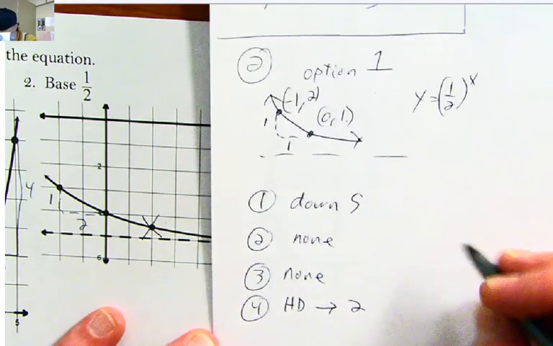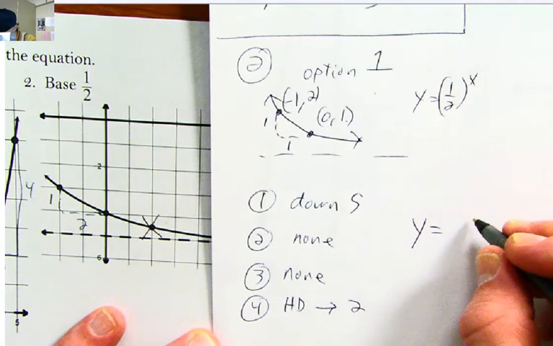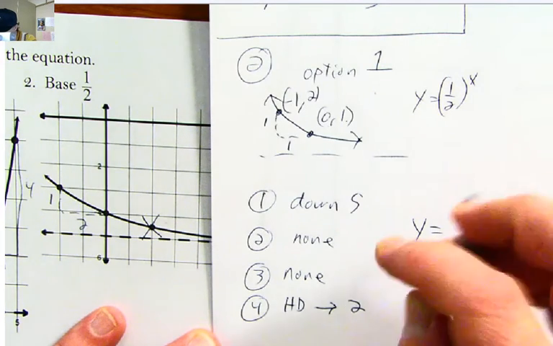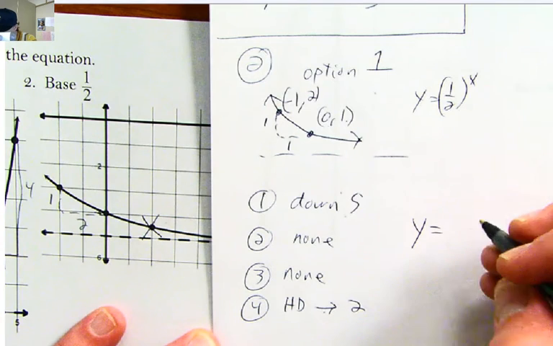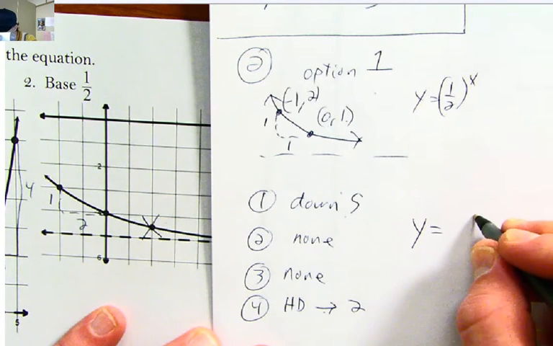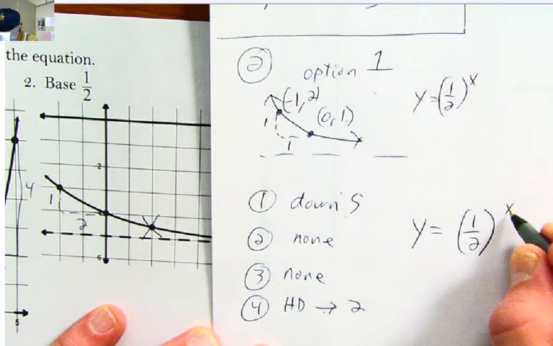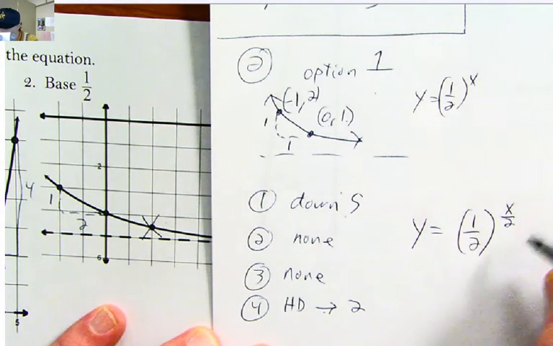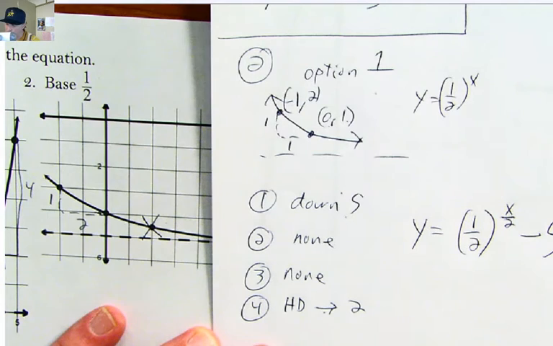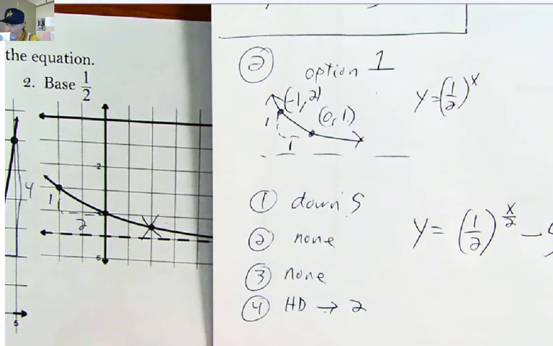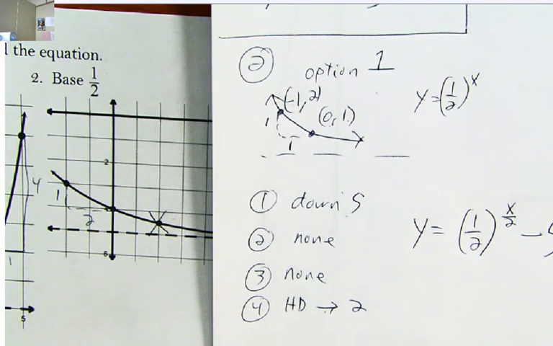So getting all that into the equation, it's y equals... this is down 5 and a horizontal dilation. One's inside, one's outside. Horizontal dilation is inside stuff, so it would be x over 2. Down 5 is outside, so -5. So that's doing number 2 as if you were option 1.